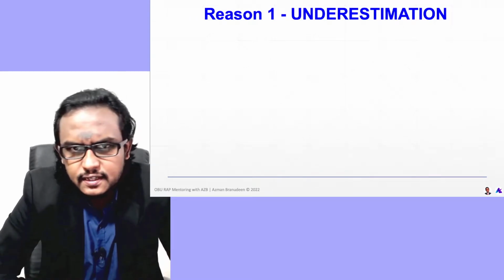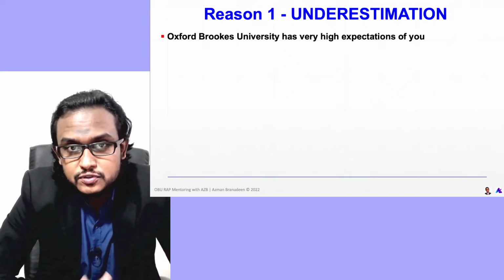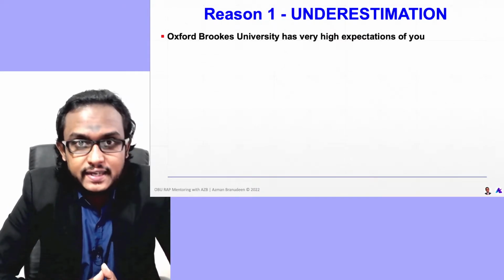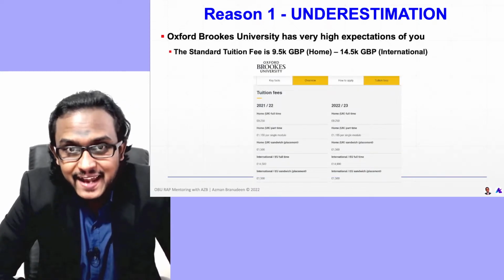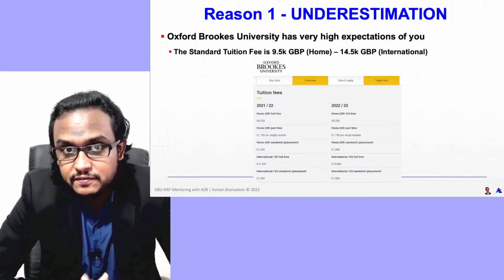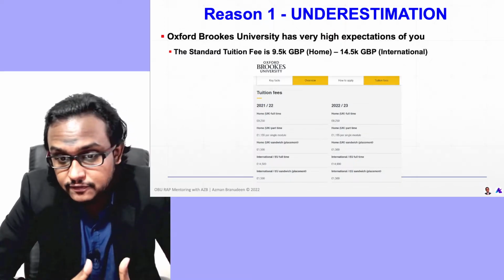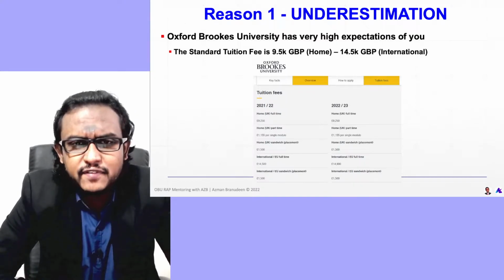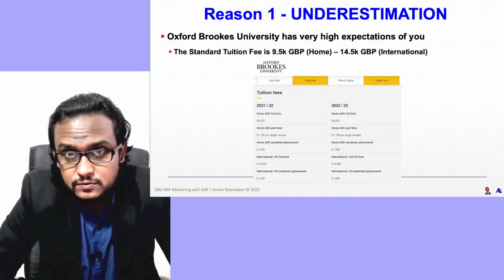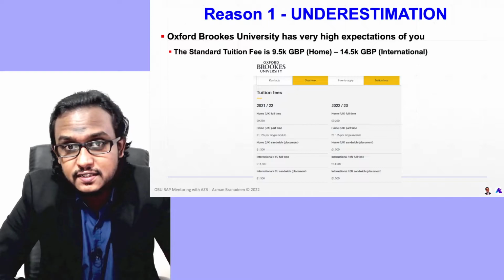So let's try and understand what these three reasons are. As I said, reason one is underestimation. Why do I say that? When it comes to Oxford Brookes University, they have extremely high expectations of you. And I'll tell you why. Do you know that the standard tuition fee for the degree itself, the BSc honors degree in accounting and finance, is 9,500 sterling pounds for home-based students, that is UK-based students, and for international students it's valued at about 14,500 sterling pounds.